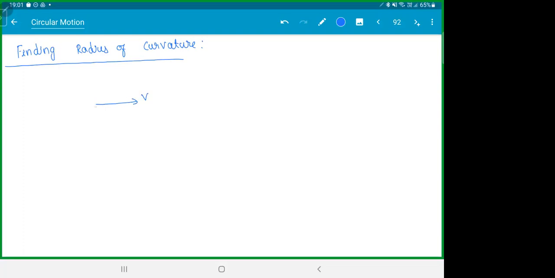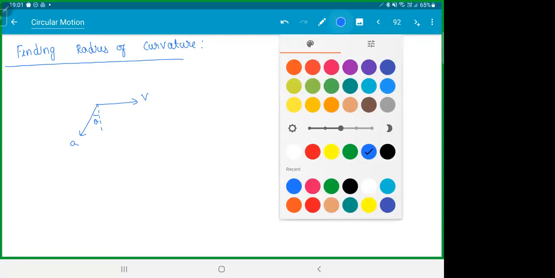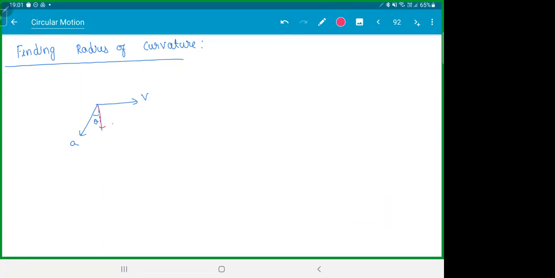So if a body has velocity v, and let's say this is your acceleration, you can take it in any way. So you can divide the acceleration into two parts, a cos theta, which is perpendicular, and a sin theta. This will be your a tangential. So acceleration parallel to v is tangential, and this one is your centripetal. And we know a centripetal is v square by r. So radius of curvature is v square by a centripetal. That's how we can find the radius of curvature.